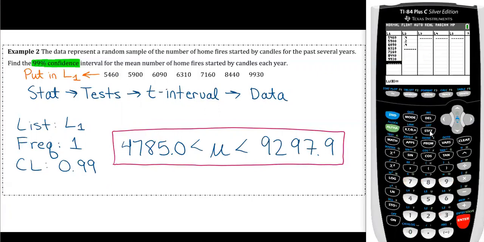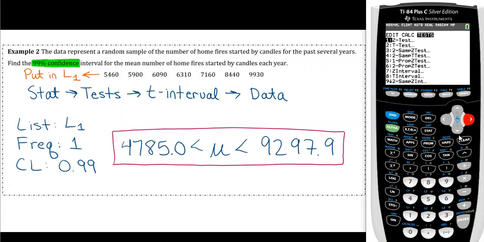Okay, so then once you have your numbers in L1, you'll go to Stat and then go over to Tests, and then we want T interval. So you can just click the number 8 or go down, get T interval. And then now we want data. So I'm gonna go to Data, click Enter. And then it should already have like an L1 as the list it's being told to use. Frequency, just keep it as 1, you'll never change that.